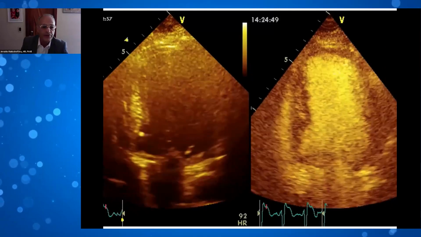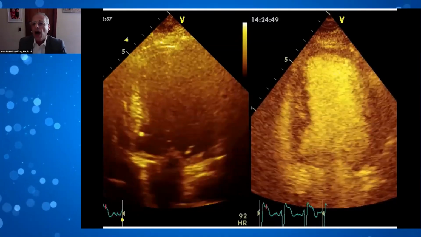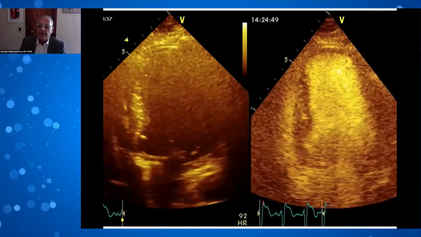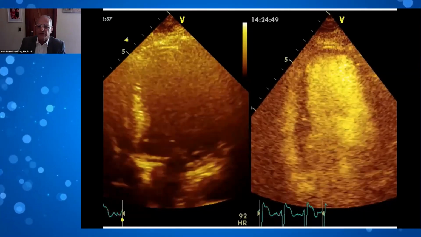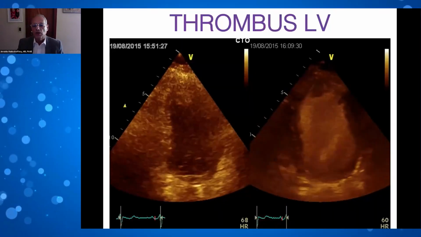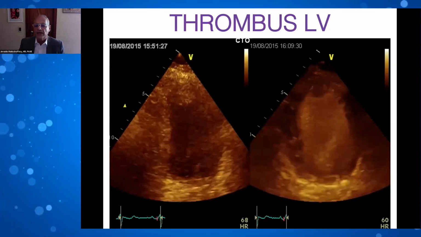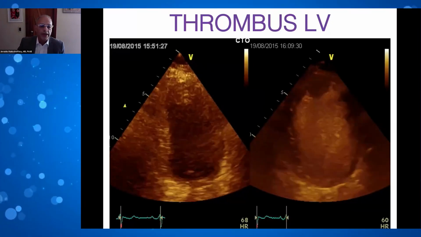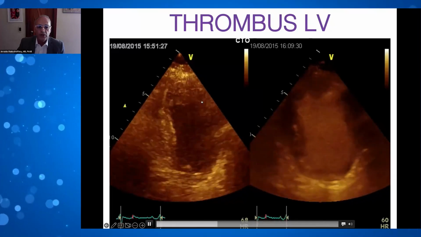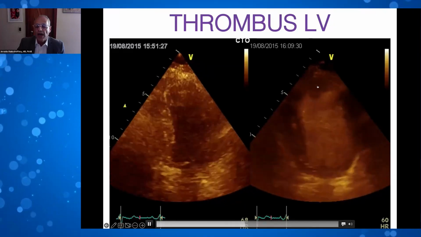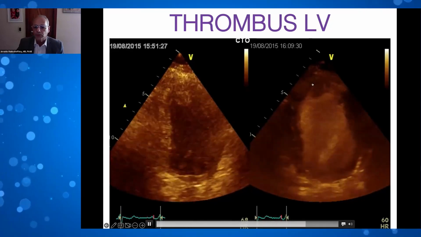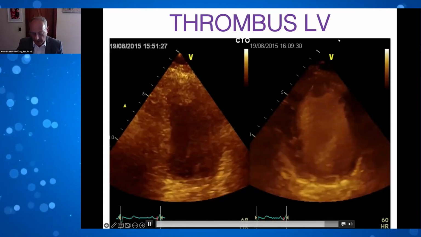Another case of difficult studies. You see how much better we see the left ventricle, and we can assess the left ventricular function. Another indication of the use of contrast is for detection of thrombus. We can see thrombus on the left without contrast, but not as well as when you use the contrast. You see there is more than one thrombus in the left apex.